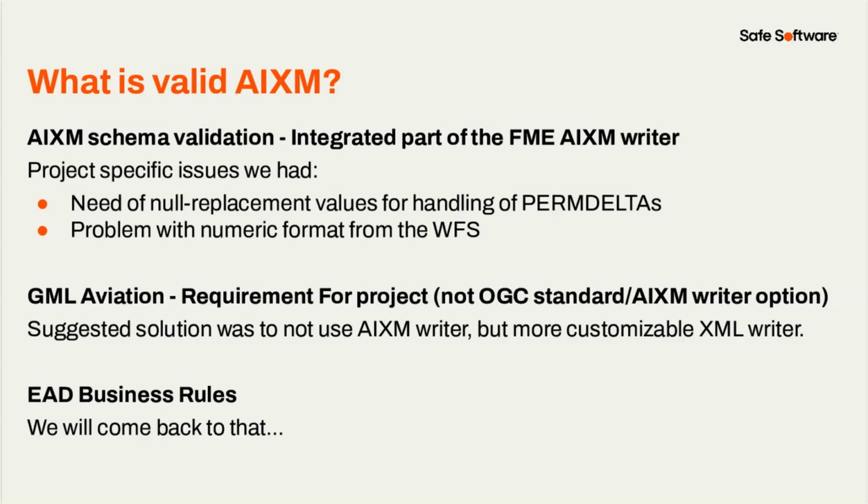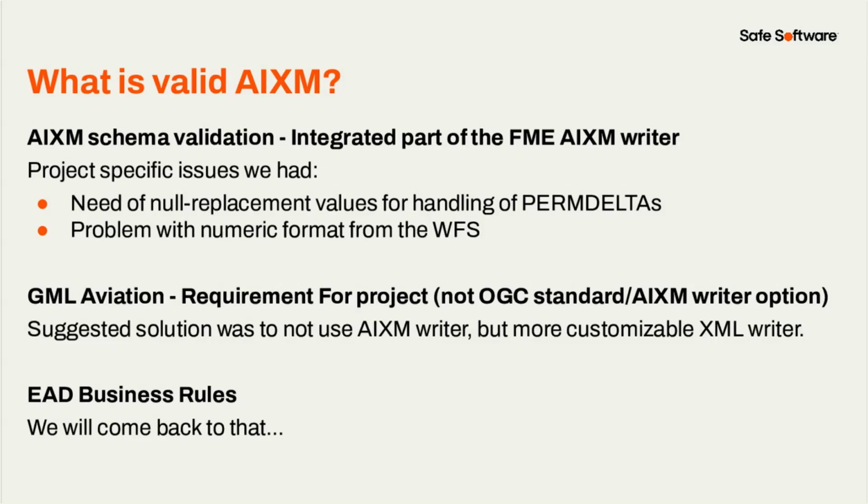We had some project-specific issues for handling permdeltas because the database didn't have any fields for nil reason, which is something important when you handle permdeltas in AIXM. So we needed a lot of null replacement values for that, which broke the schema validation. And also we had some problems with numeric formats from the WFS, which also broke the schema validation.